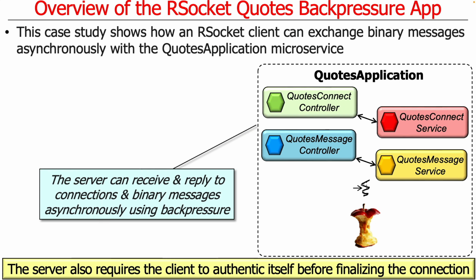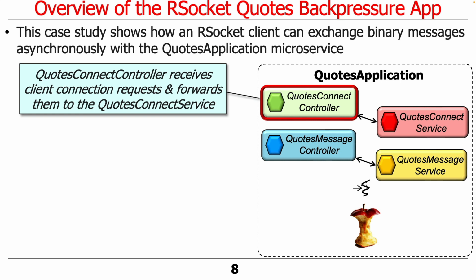The server, on the other hand, has two different controllers. We haven't really looked at something quite like this yet, but it's pretty easy to do and it's fun. So we have one controller that handles the connection events, and it has a service that responds to that, and it has another controller that handles the messages. And of course, it's going to honor backpressure. The server will also require the client to authenticate itself before the connection is established. This is all done kind of behind the scenes in a very cool way.